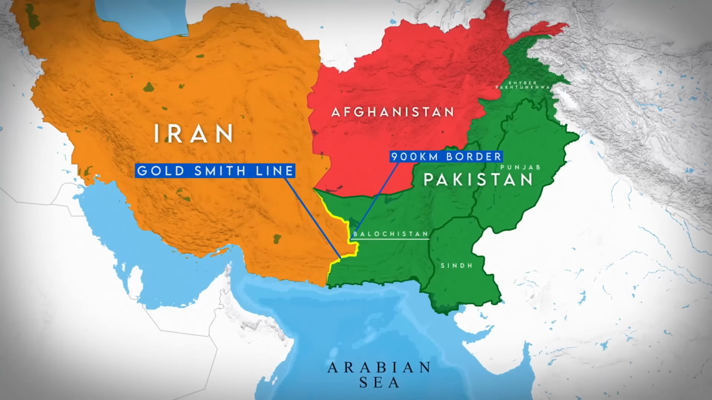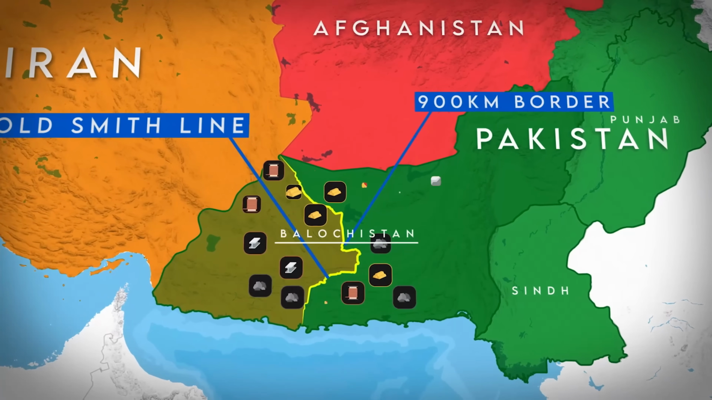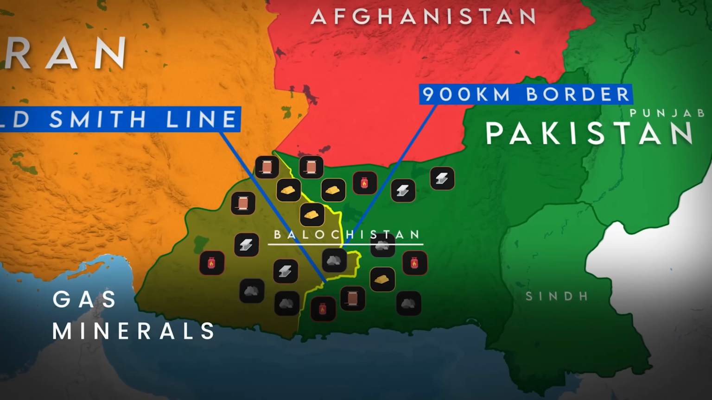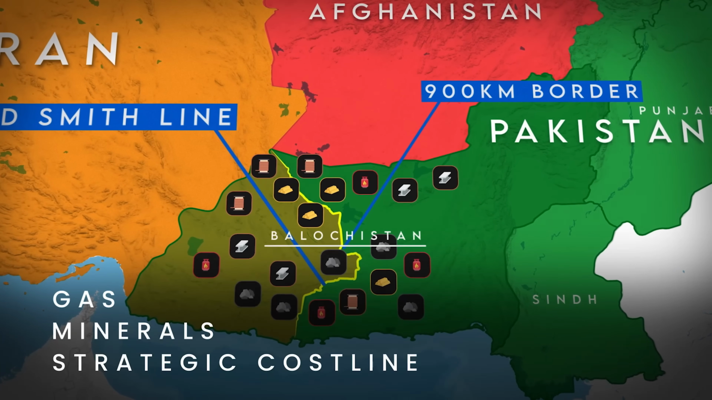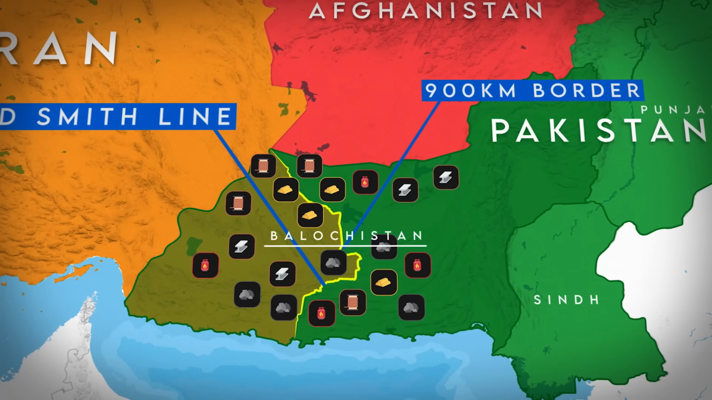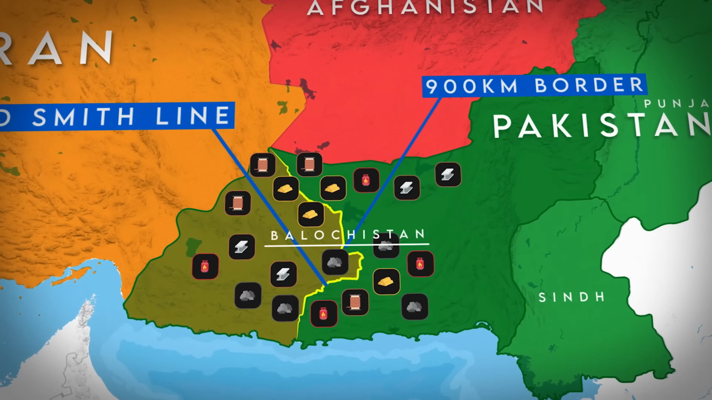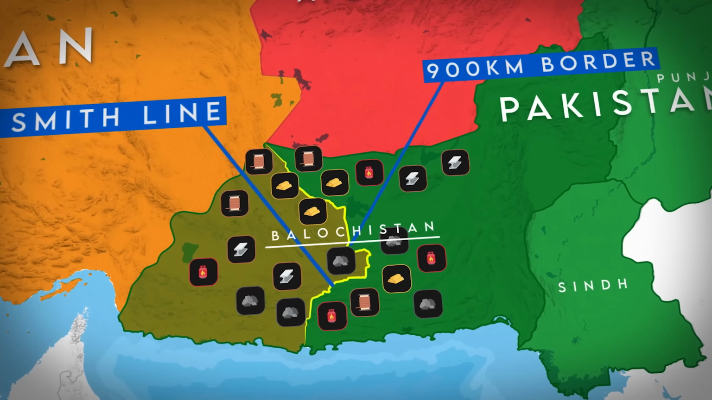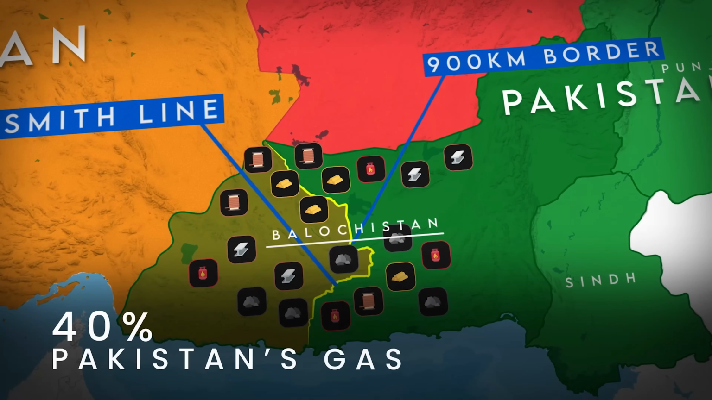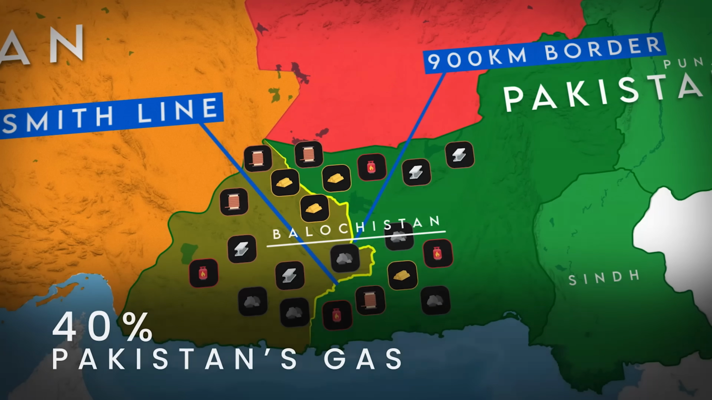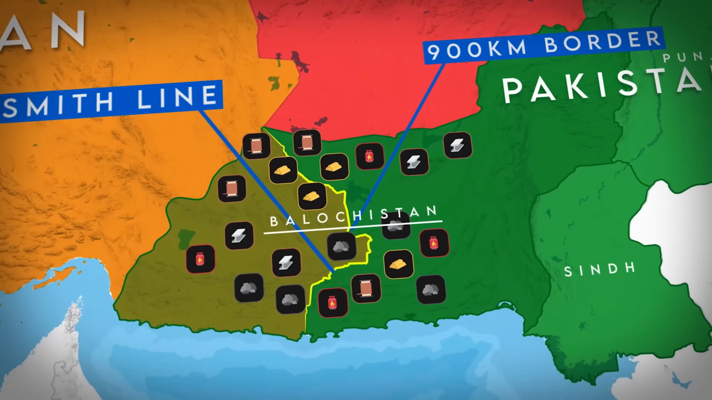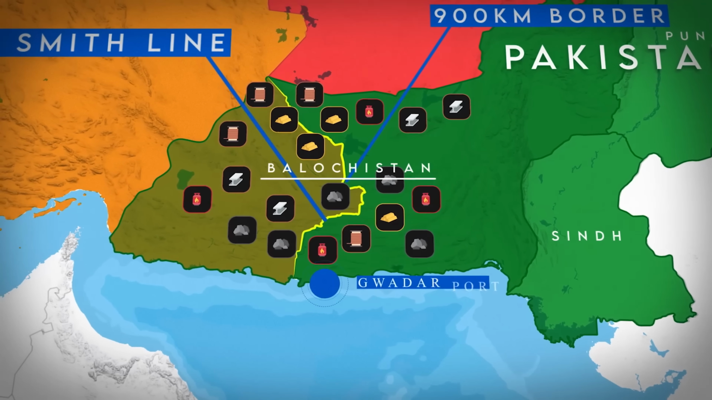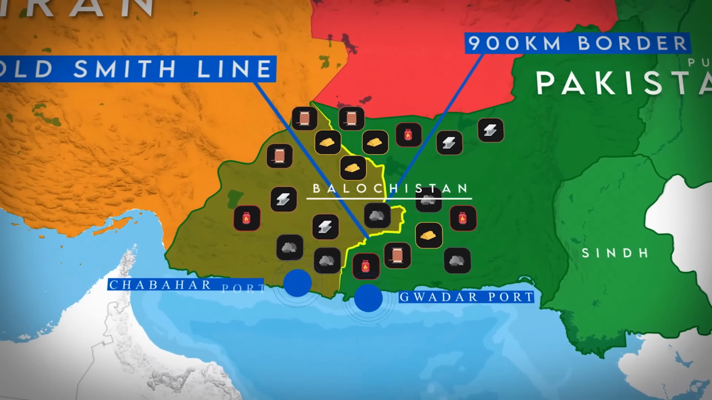And this region of Balochistan is a treasure trove of natural resources and has everything from gas to minerals to even strategic coastline along the Arabian Sea. In fact, Balochistan stands out as the richest Pakistani province in terms of natural resources, gas and minerals. You will be shocked to know that it accounts for 40% of Pakistan's entire gas production. Cherry on the cake, this long coastline of Balochistan is also home to two precious deep water ports, which are Gwadar Port of Pakistan and Chabahar Port in Iran.